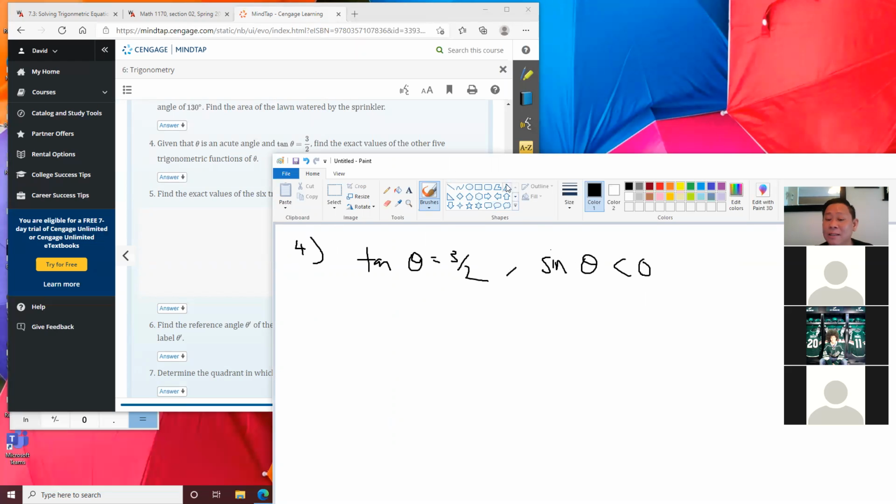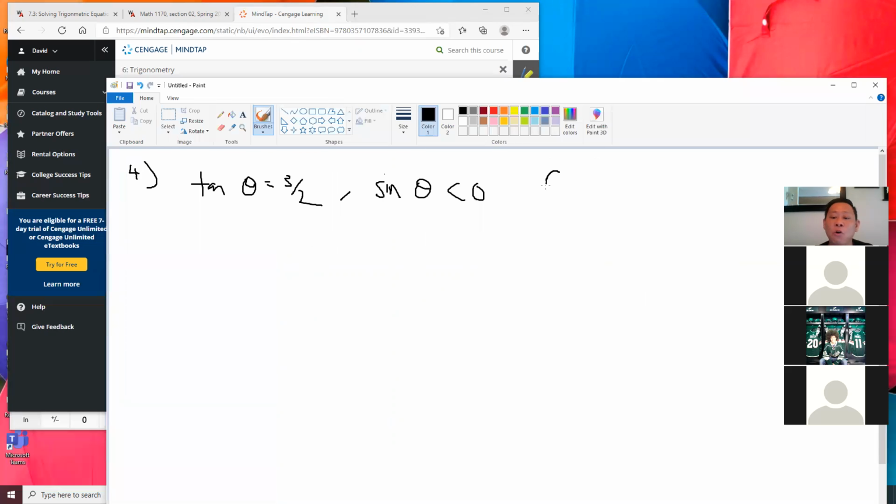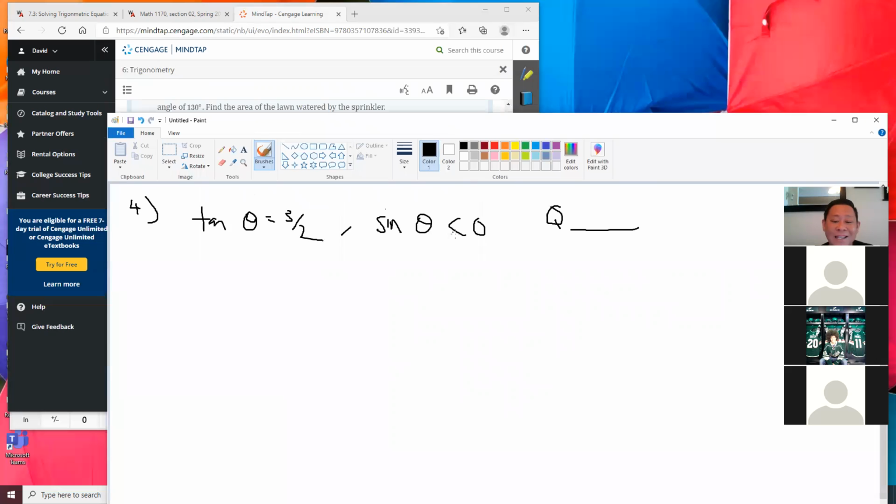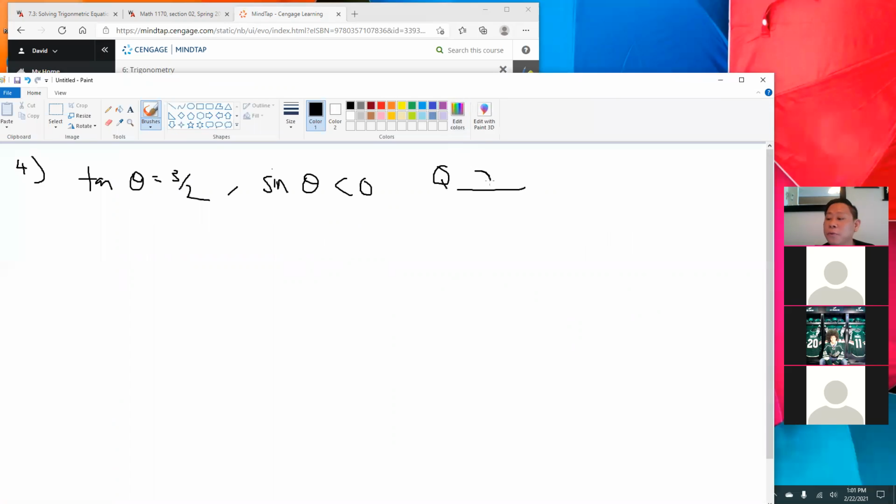Once I add this in there, this is no longer in quadrant 1, because when I say it's acute, it means it's always quadrant 1, because it's less than 90 degrees, 0 to 90 degrees. But with this condition I add on, it is in a different quadrant. Can someone tell me what quadrant this condition is? 3. How do you know it's quadrant 3? Because tangent is positive in quadrant 3, and sine is negative in quadrants 3 and 4. Yep, that is correct. So this is quadrant 3.